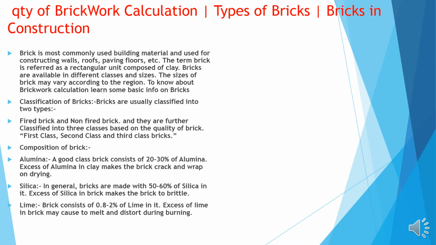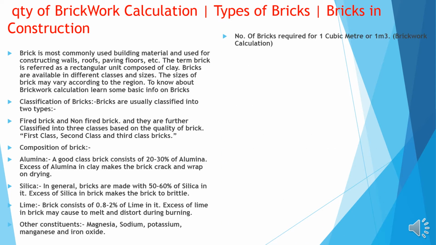Lime. Brick consists of 0.8 to 2% of lime in it. Excess of lime in brick may cause it to melt and distort while burning. Other ingredients of the bricks are magnesium, sodium, potassium, manganese and other oxides, that is iron oxide.